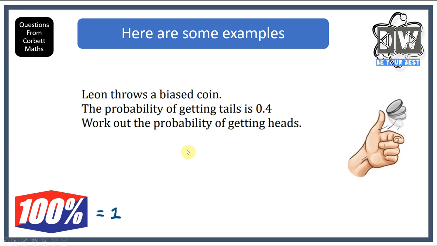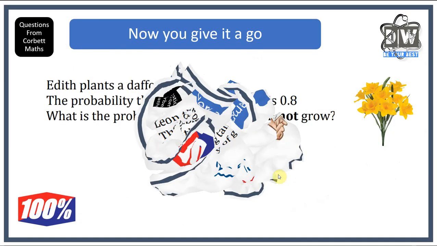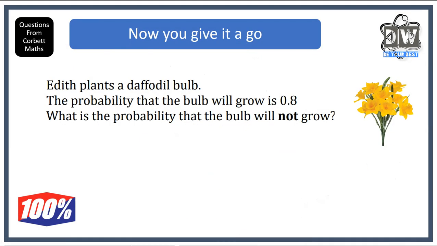So all we do for this is we take our 1 and subtract 0.4 from it, and that will give us 0.6 or 60%. So we know that 40% of the time we'll flip a tail, so 60% of the time we'll flip a head. And it is as simple as that. We're trying to find out the difference between this and 1 each time. Alright, so with that knowledge, have a go at this one yourself.